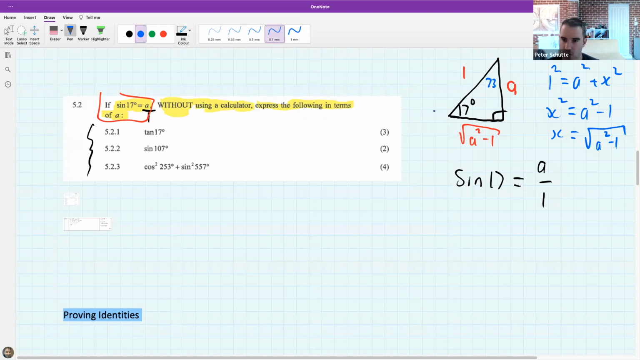Now, I filled out my triangle. I want to know what is the tan of 17 using this. I want to know, find me the tan of 17. Or maybe somebody can come online and even tell me, what do I need to do to find the tan of 17?